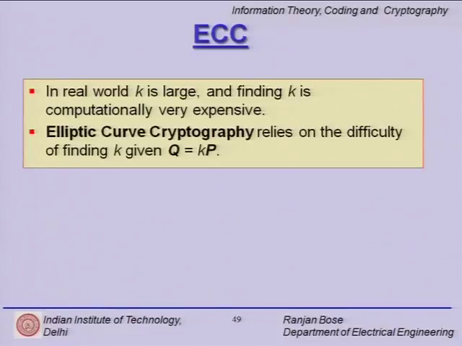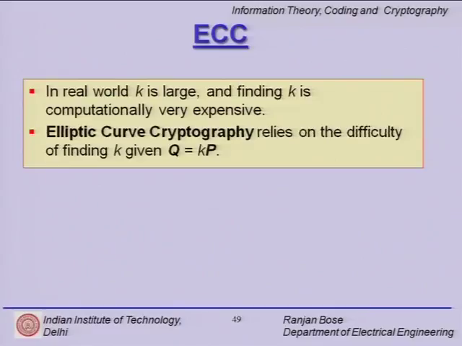So, bottom line, in the real world k is very large, and finding k could be computationally very expensive. This is exactly what ECC relies on. The elliptic curve cryptography relies on the difficulty of finding k given q is equal to kp. That is the basic idea.